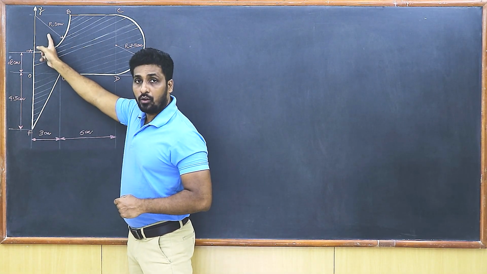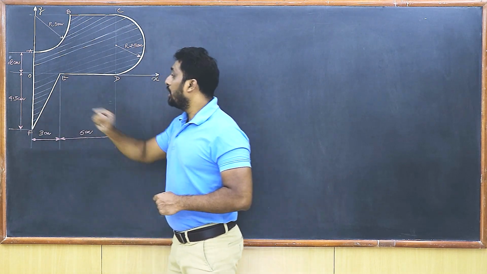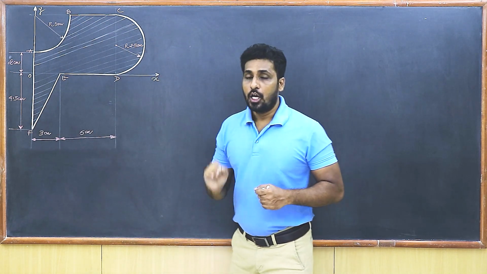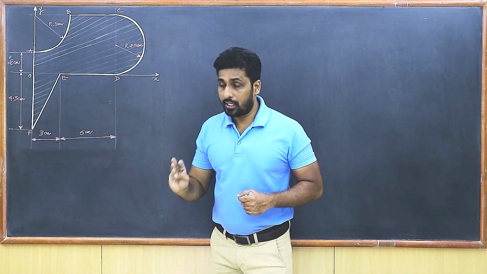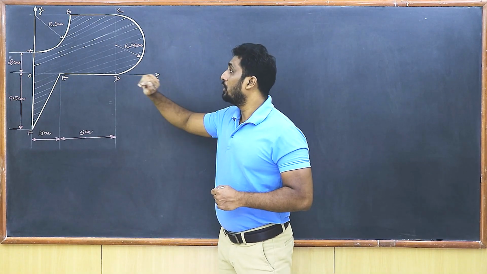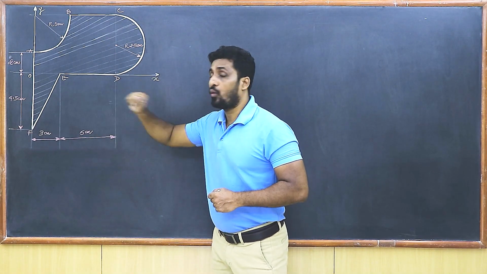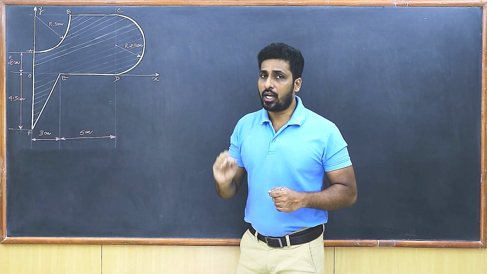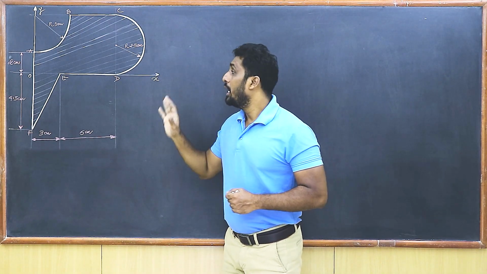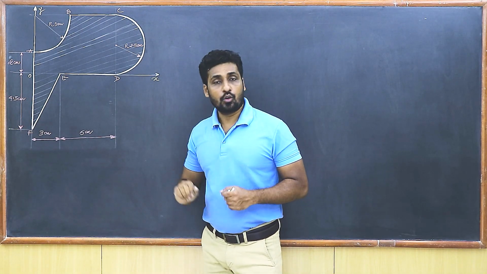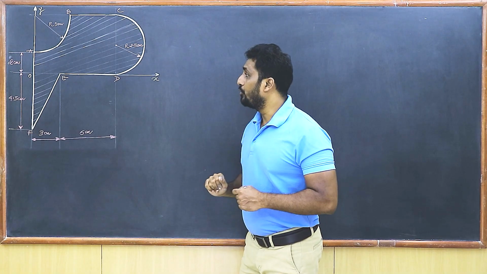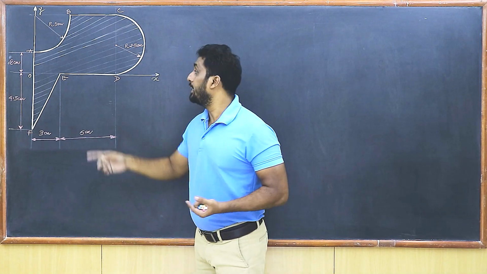You have a quarter circle which needs to be removed, and finally you have a right angled triangle. So here the first one is a rectangle, the second one is a semicircle, a quarter circle, and the fourth one is a right angled triangle. So there are four standard shapes involved in this particular composite shape. So let's begin with the very first one, the simplest one. Obviously it is a rectangle.